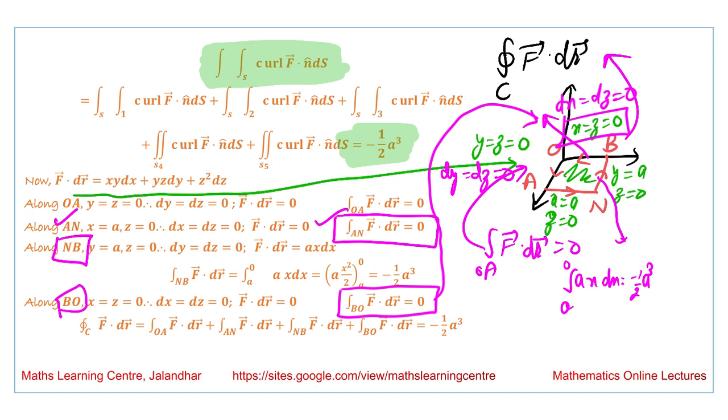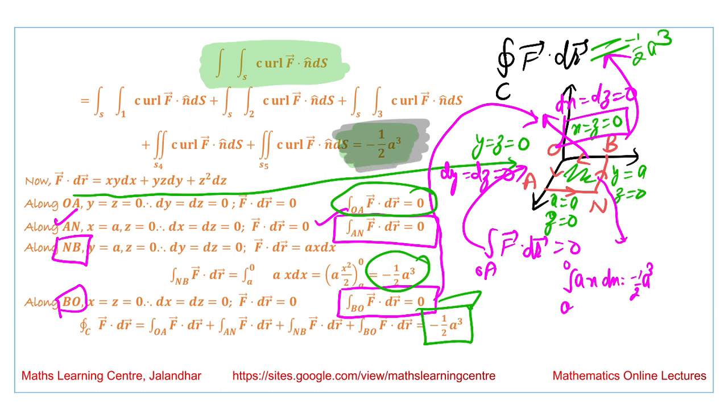And the final answer we obtain, it is 0. Now adding all these 4 values, we obtain that the value of this integral is equal to minus 1 by 2a cube, and this is what we have to prove. We are saying the value of both these integrals is minus 1 by 2a cube.